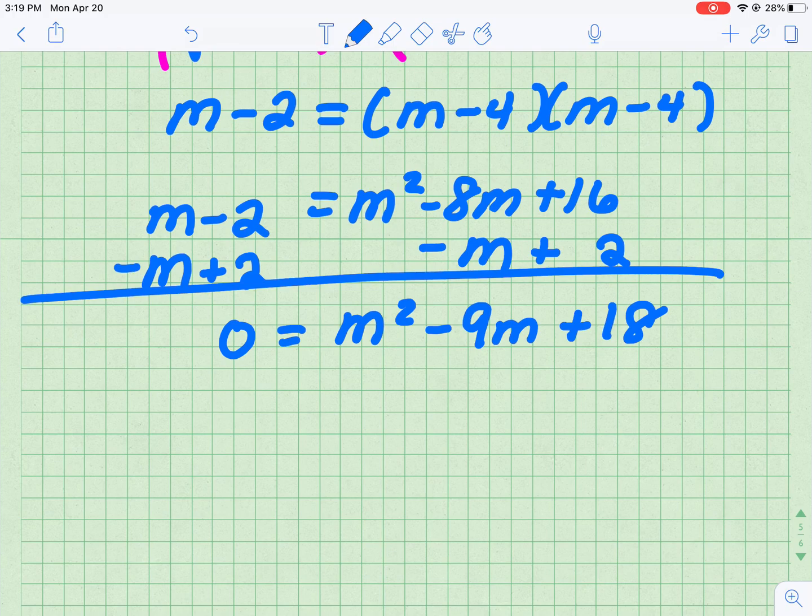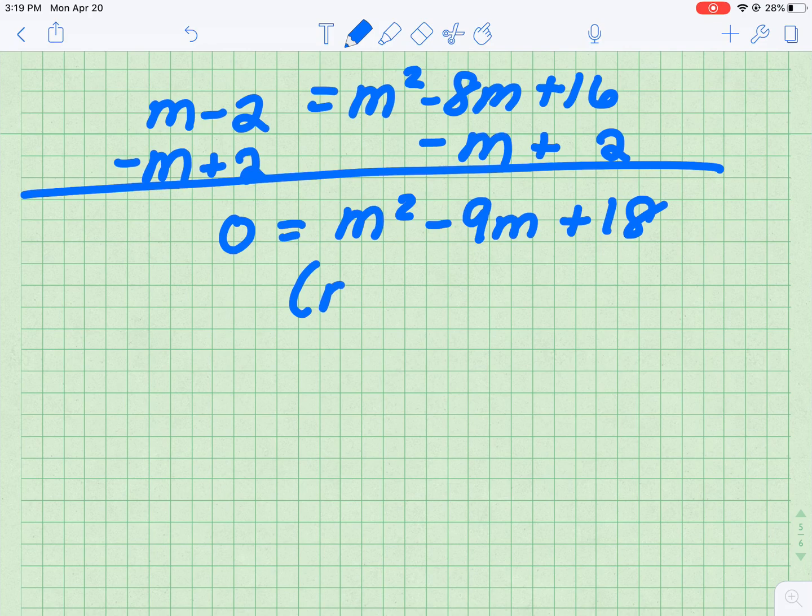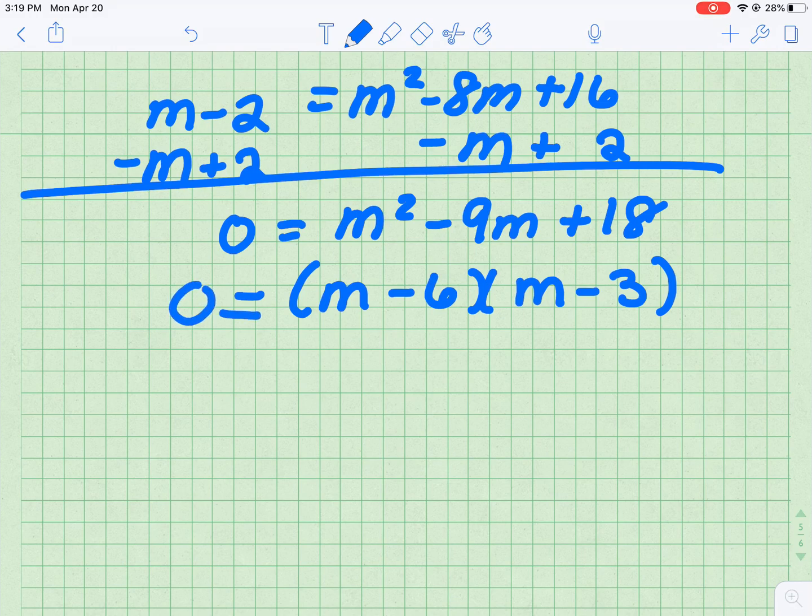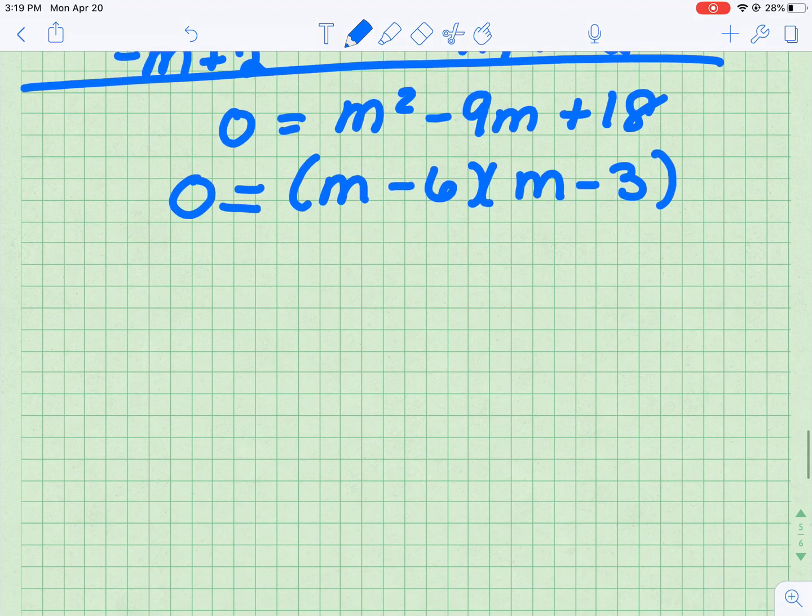You need to factor it. You need to do your X box. You need to do the box method or the grouping method, or any method that you figured out how to factor, and then you need to factor this. This factors into m minus 6, m minus 3. If you can't factor, you're going to get a lot of these problems wrong. So if you need help factoring, you can go look. I believe I have a lesson on factoring. If not, you can Google Meet me, and I can teach you factoring again.